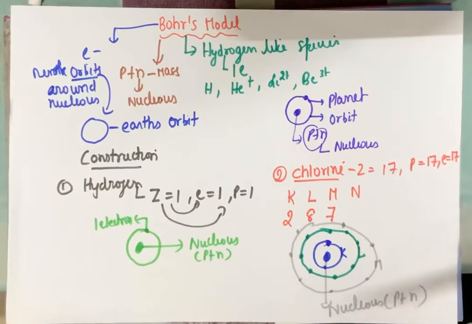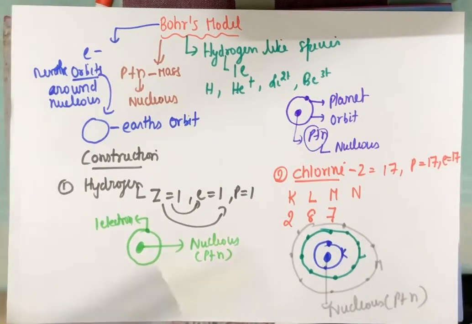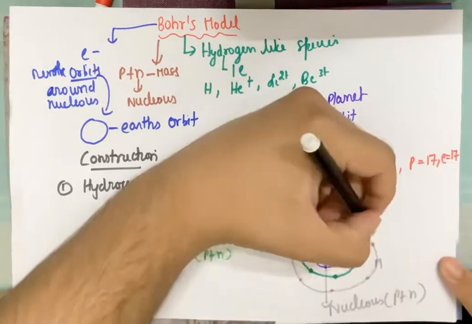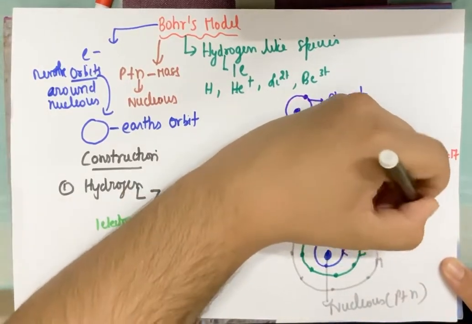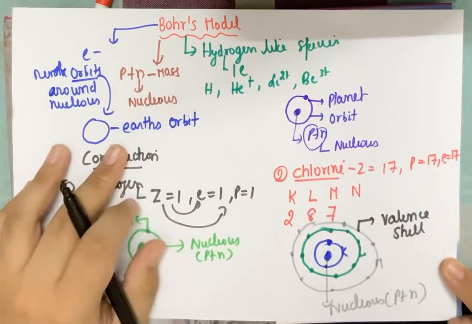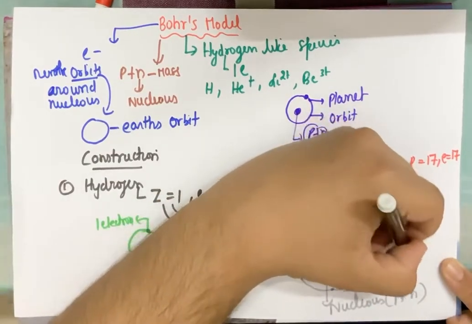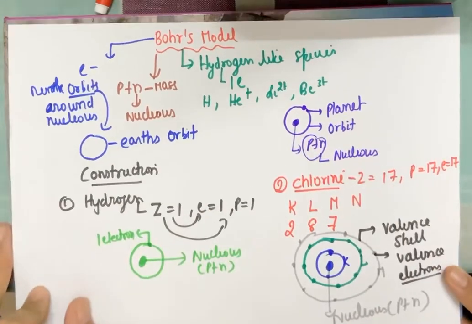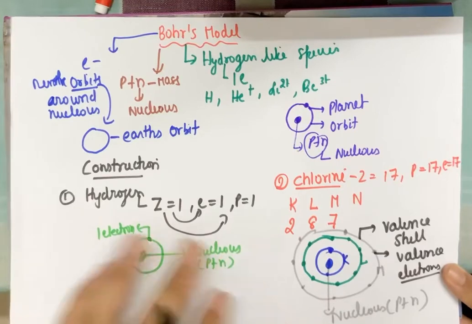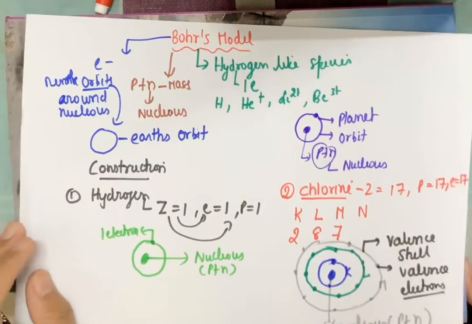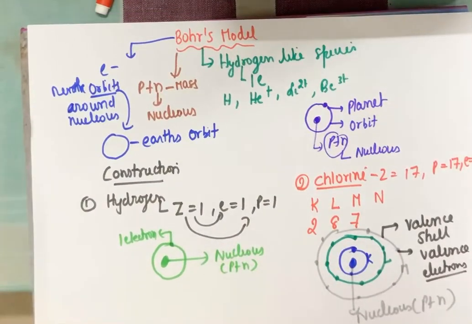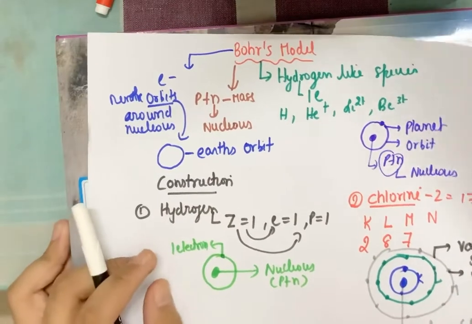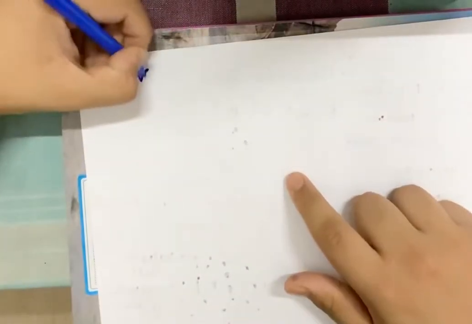Now one more thing to be remembered here: the final shell in which I have the last electrons is called the valence shell. Okay. And the electrons which are there in the valence shell are called the valence electrons. Clear? So the last shell is called the valence shell and the electrons present in it are the valence electrons. Now using these valence electrons, I can do one important thing: write the valency of an element. Let's understand how to write the valency.